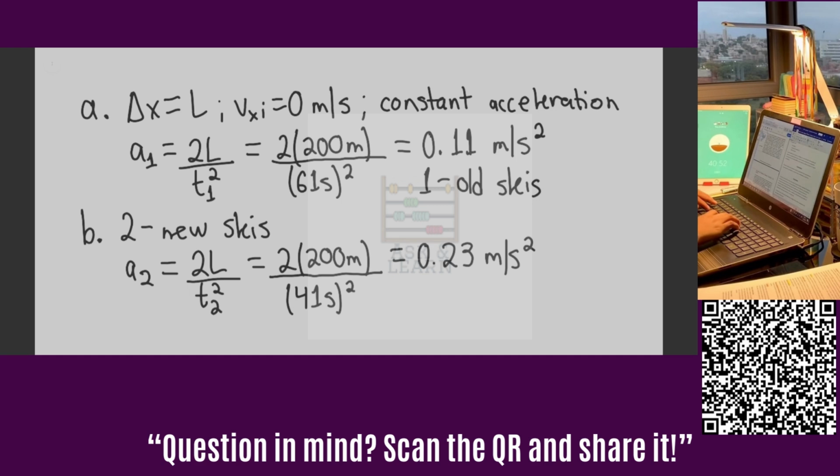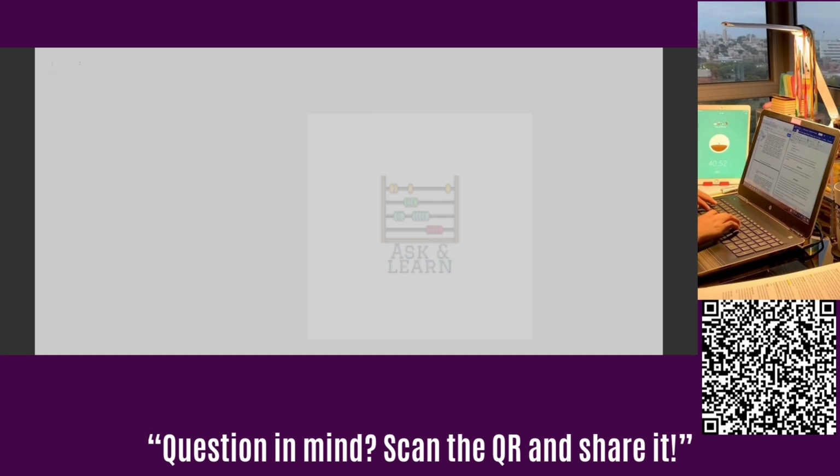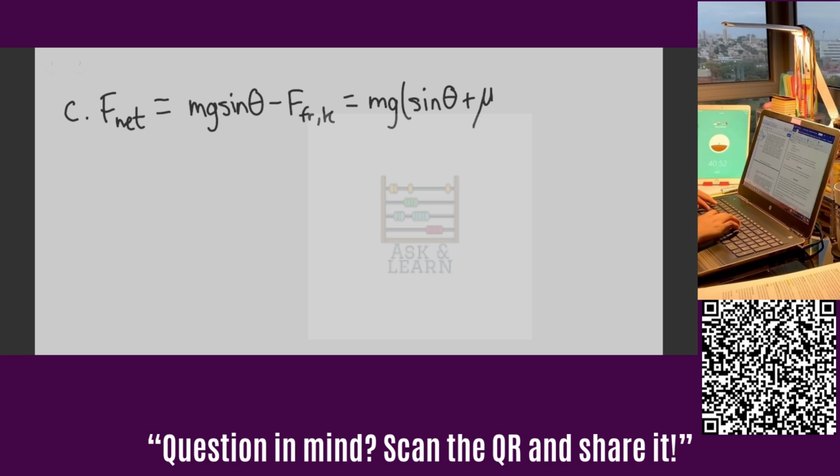At this point, we can solve for the net force along the slope acting on the skier with a mass of m. So for part C, we can say force net would be equal to mg sine of theta minus the kinetic force of friction, because again, the skier is moving, so we'll be using kinetic force of friction instead of static. This would be equal to mg times sine of theta plus the coefficient of kinetic friction times cosine of theta, where mg cosine of theta equals the force normal. This is going to equal the mass of the skier times the acceleration of the skier.